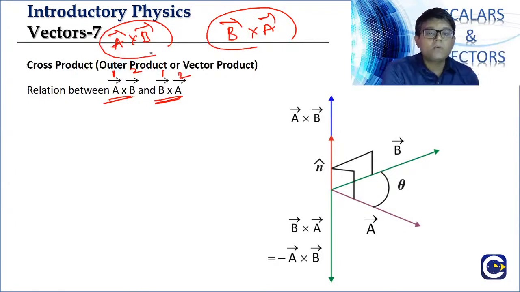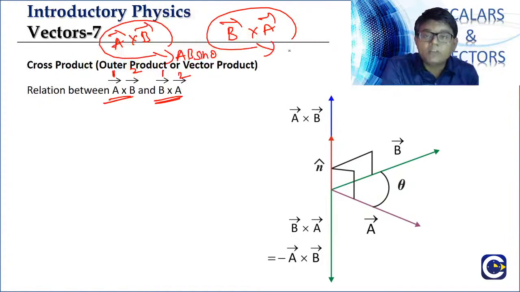Now we will discuss it, but before we go there, just quickly one concept. A cross B, what about the magnitude? I am only asking about the magnitude. The magnitude is A into B into sine theta. Remember the magnitude. Correct. Now, what about the B cross A magnitude? What is the magnitude of B cross A?